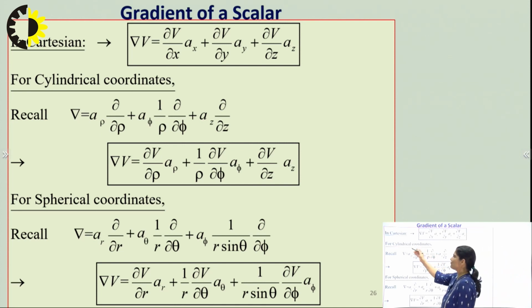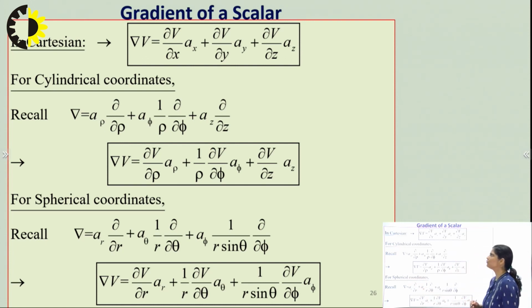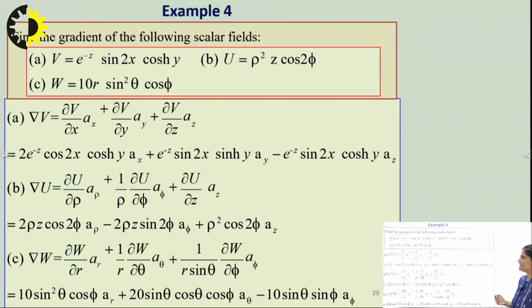Now consider the case for cylindrical coordinates. Del V is equal to del V upon del rho unit vector of rho plus 1 upon rho del V upon del phi unit vector of phi plus del V upon del z unit vector of z. Now in the case of spherical coordinates, how can we write gradient of a scalar? Del V is equal to del V upon del r unit vector of r plus 1 upon r del V upon del theta unit vector of theta plus 1 upon r sin theta del V upon del phi unit vector of phi.